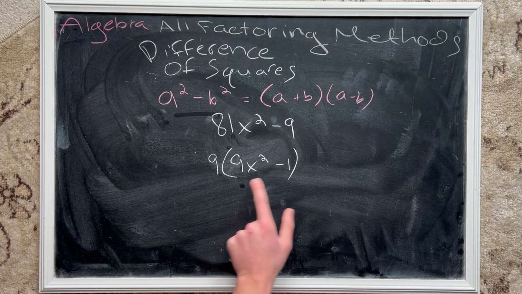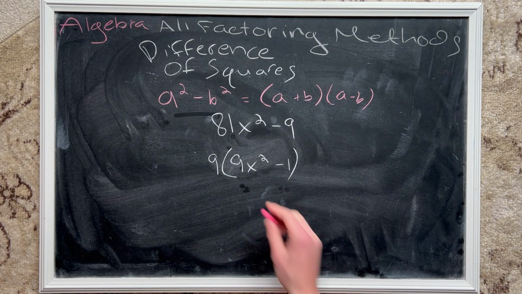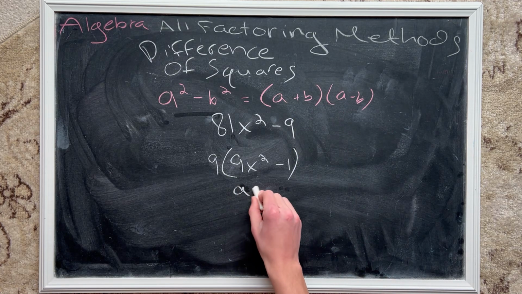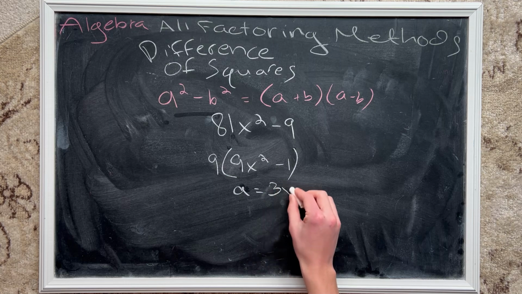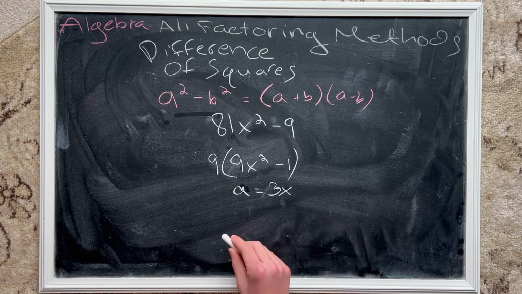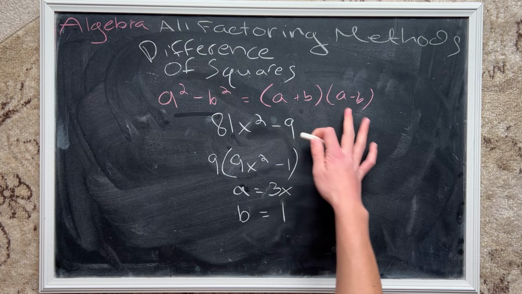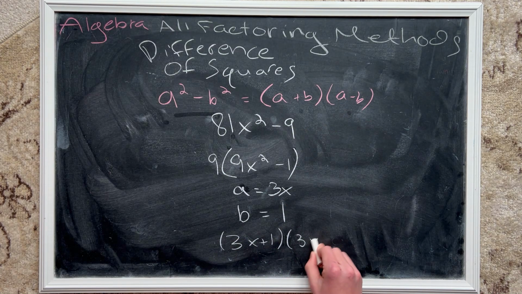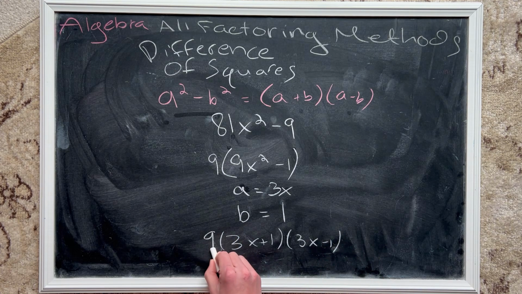And then we see that there's two terms here. This is a squared term, 9 and x squared are both squares. And then 1's also a square. So we can apply this formula. So let's say our a is equal to 3x, because 3x, all of that squared, 3 squared is 9, x squared is x squared, and then b would equal 1. So let's apply this formula, 3x plus 1, 3x minus 1. And always, don't forget that 9 up front. So this is fully factored.